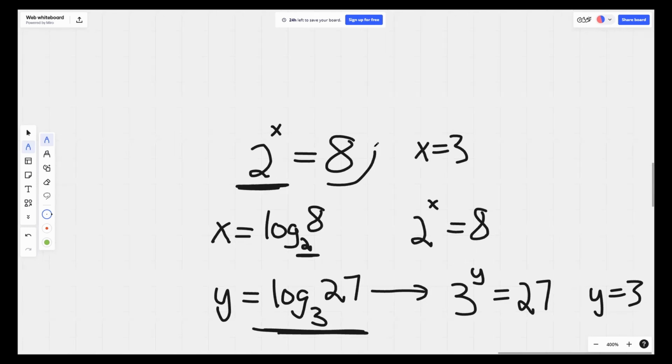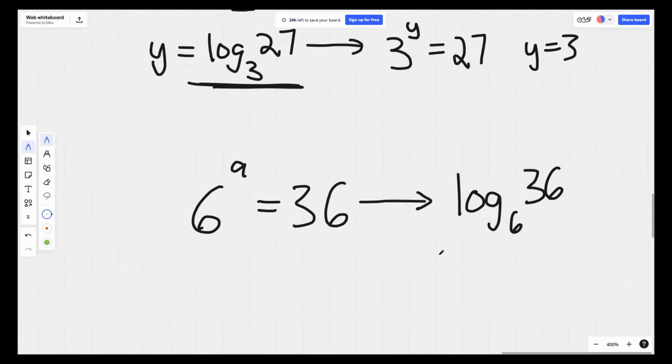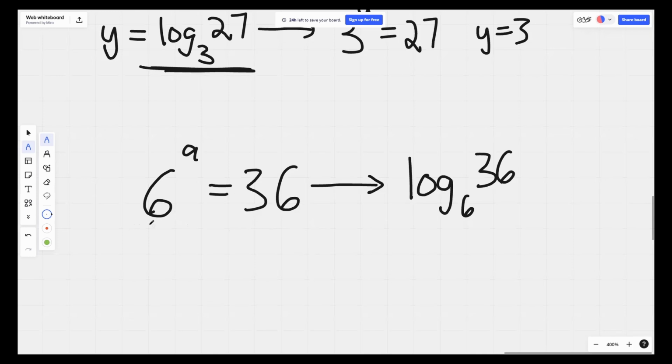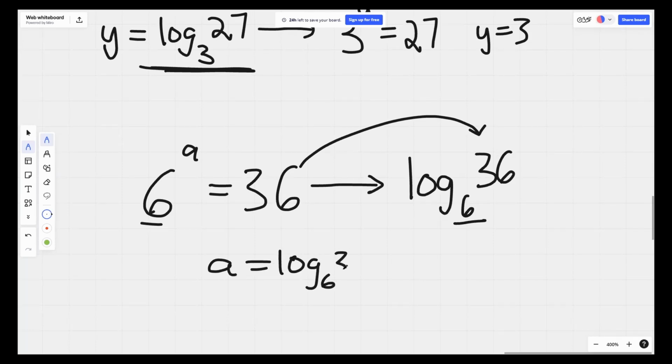And then the number that we're trying to see what it equals is always going to be on the side as the bigger number. So if we go back to our example problem here, 6 is our base for the exponent, right? So it's also our base for the logarithm. And then we'll just throw the 36 right here. So a equals log base 6 of 36, and that's 2.